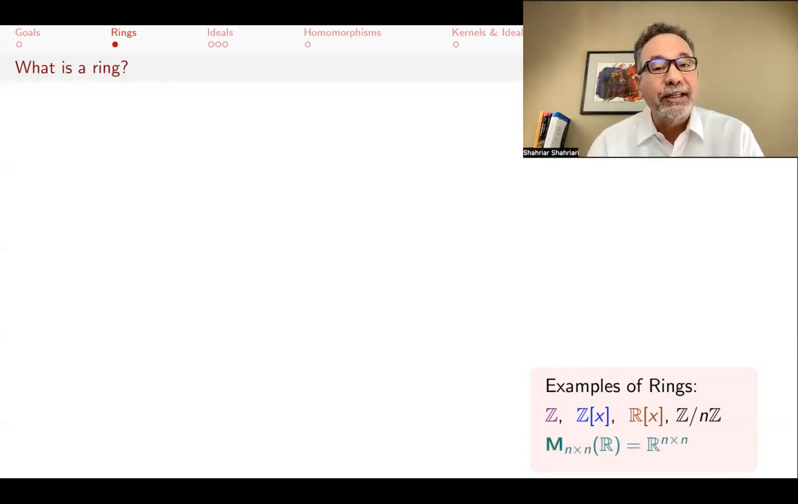n by n matrices with real entries are another ring. You can add them, and if they're n by n, you can multiply them. And they follow the properties of a ring, which are what?